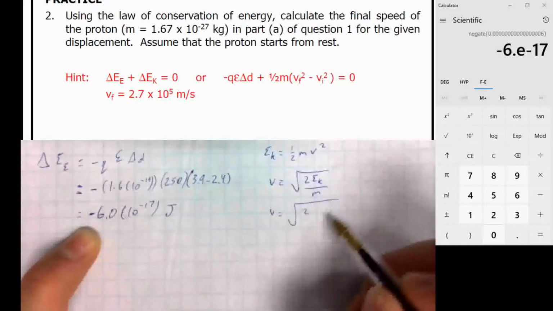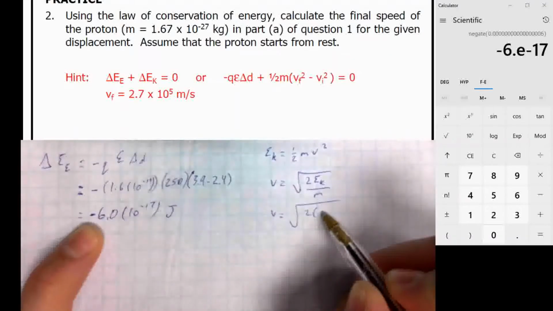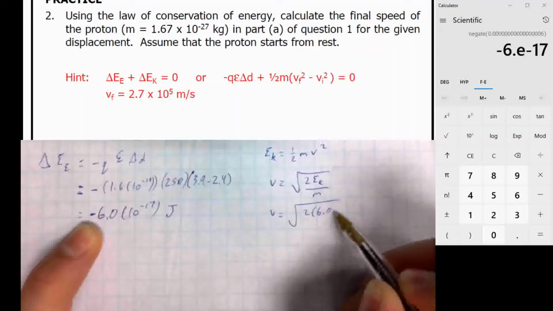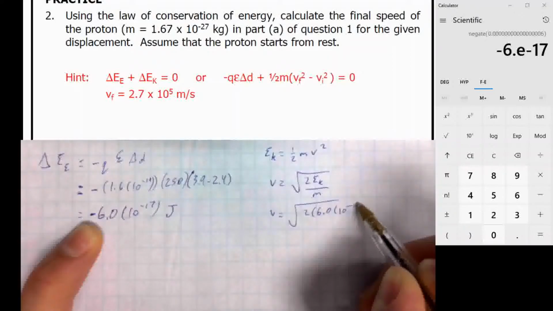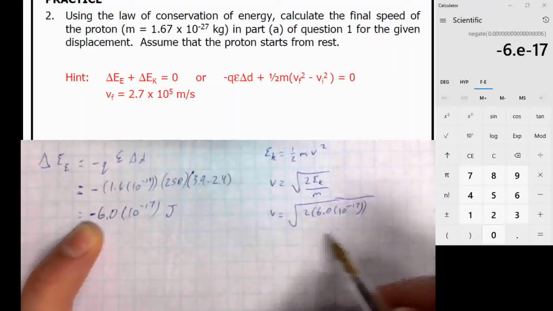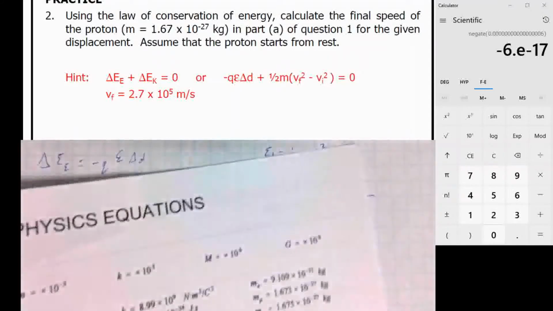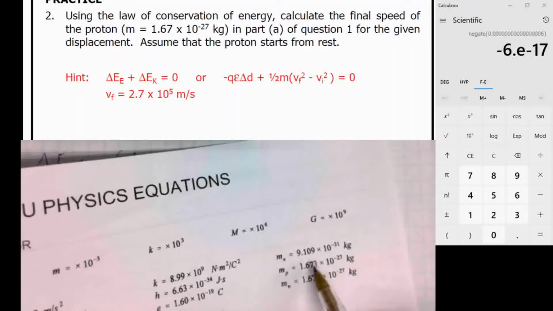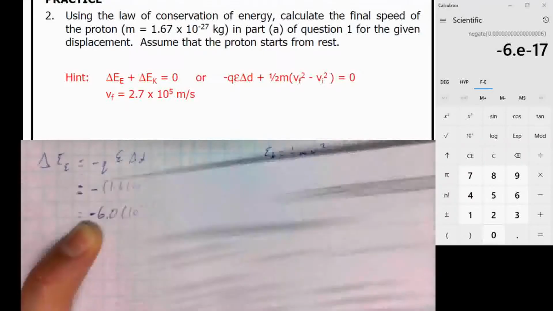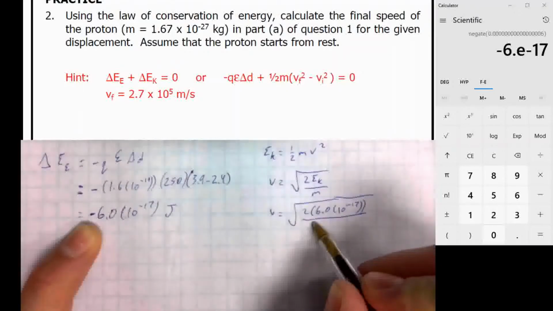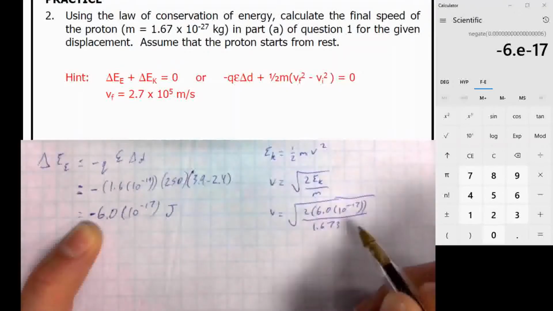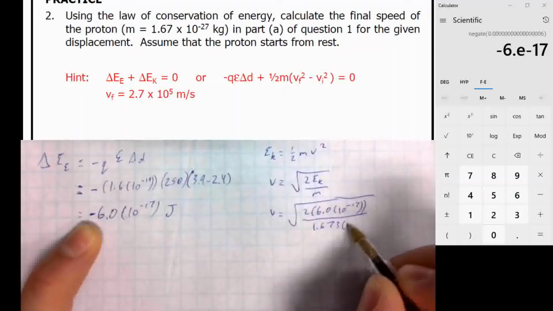And our energy was, we could take the absolute value of this because it's a gain of energy for the proton, 6.0 times 10 to the negative 17. The mass of a proton is on your formula sheet. It shows up in that top right corner, 1.673 times 10 to the negative 27. We should always use the 4 significant digit value because it's very accurately measured.